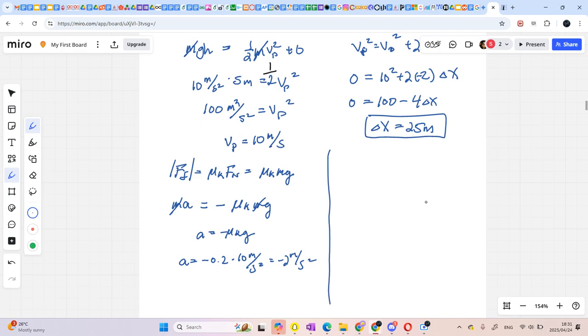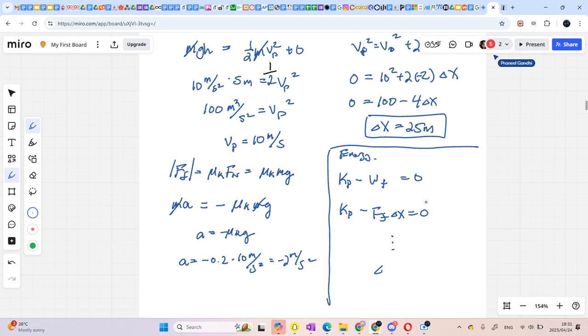Now, debatably, the easier way you could do this is you could also do it with energy. So you can basically just take the kinetic energy at point P and do work done by friction is equal to 0. So kinetic energy at point P minus the force of friction times delta x equal to 0. You can do the same method, plug numbers in, and you will get that delta x equal to 25 also with this method.